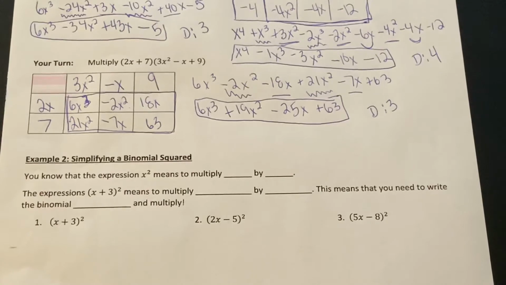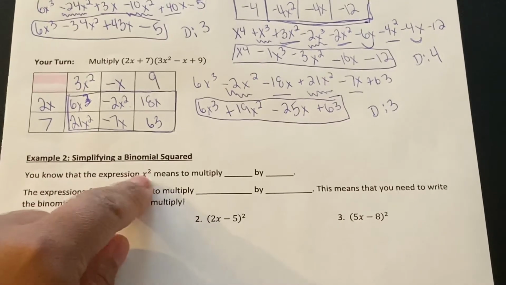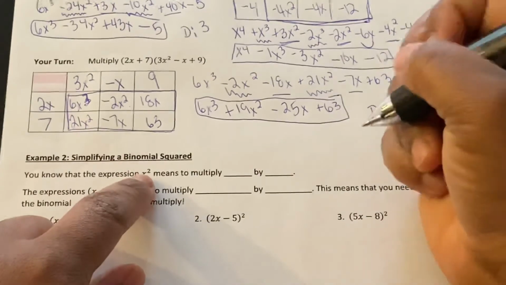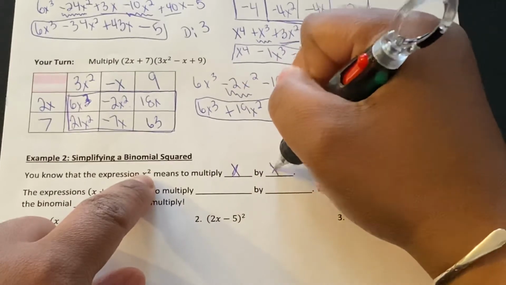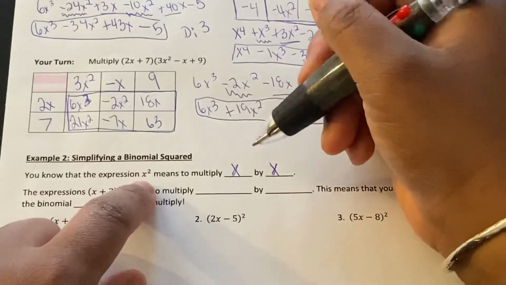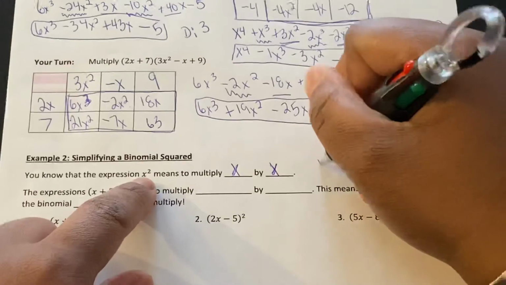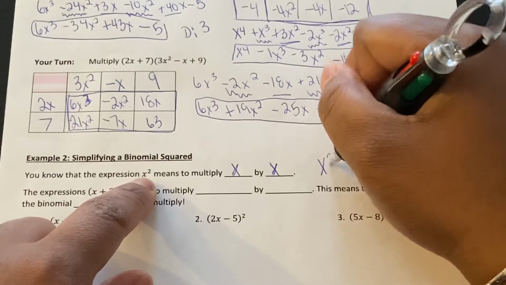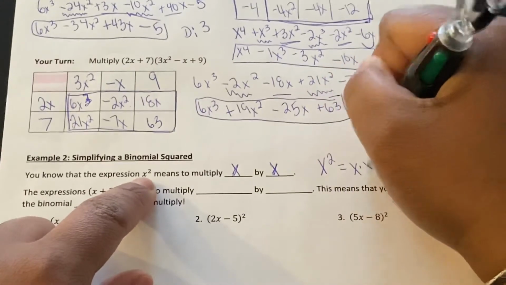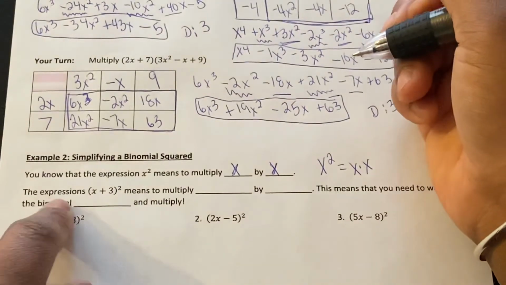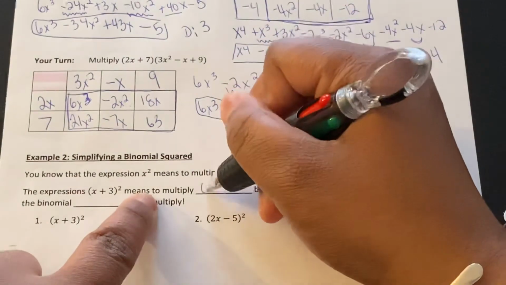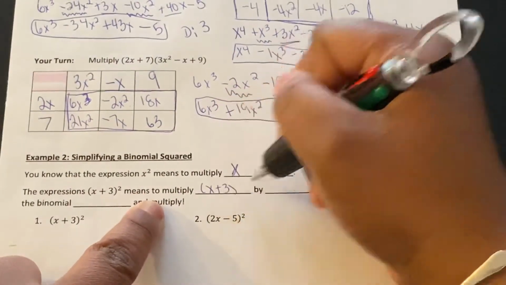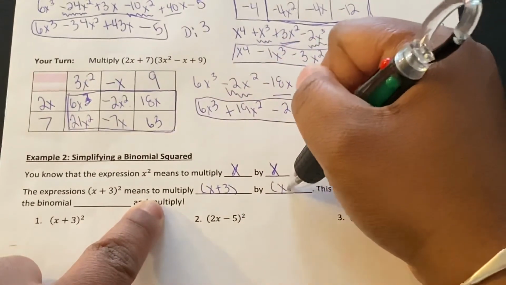I'm going to show you what that means. If it says the exponent, x squared, we just talked about this, that is the same as saying x times x. You're multiplying x times x, so x times x is x squared. So the expression x plus 3 squared means that you multiply x plus 3 times x plus 3.